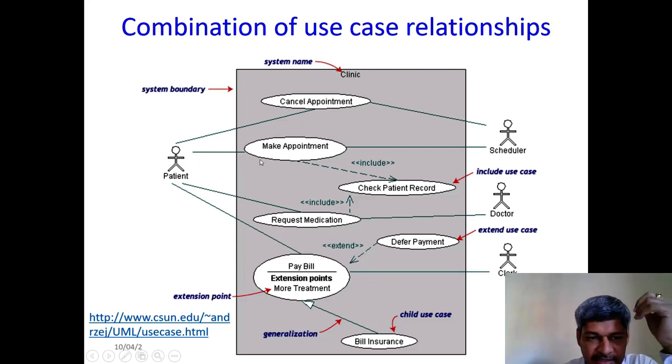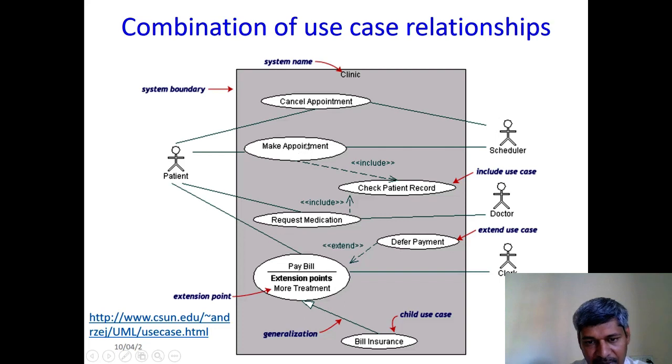Okay, the patient can make an appointment. Of course, the scheduler can also make an appointment. For example, the patient has called the scheduler and the scheduler is actually making the appointment for you. So both things can actually happen. And once you have made the appointment, you can still cancel the appointment as well. That is pretty straightforward. So both the patient can do it and the scheduler can do it.